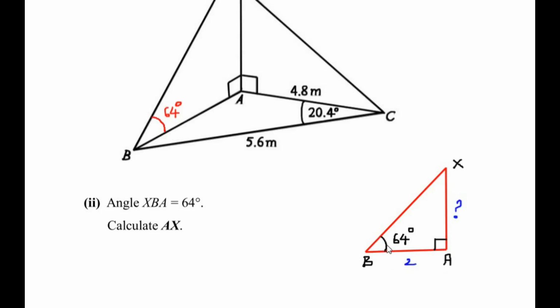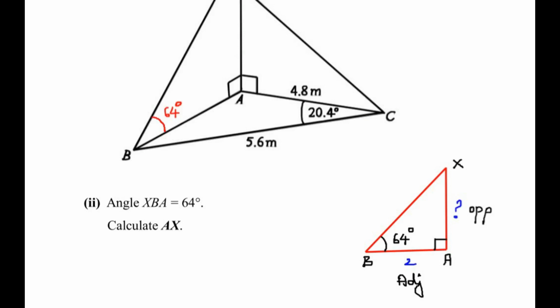Now angle B is the angle of concern. The side opposite to the angle B is AX, so this becomes the opposite side. And the side opposite to the 90 degrees, we know that it is always the hypotenuse. The remaining side becomes the adjacent side. Now in this triangle we need to find the opposite side. We have found the adjacent side already, so we do not need the hypotenuse, so let us remove it.